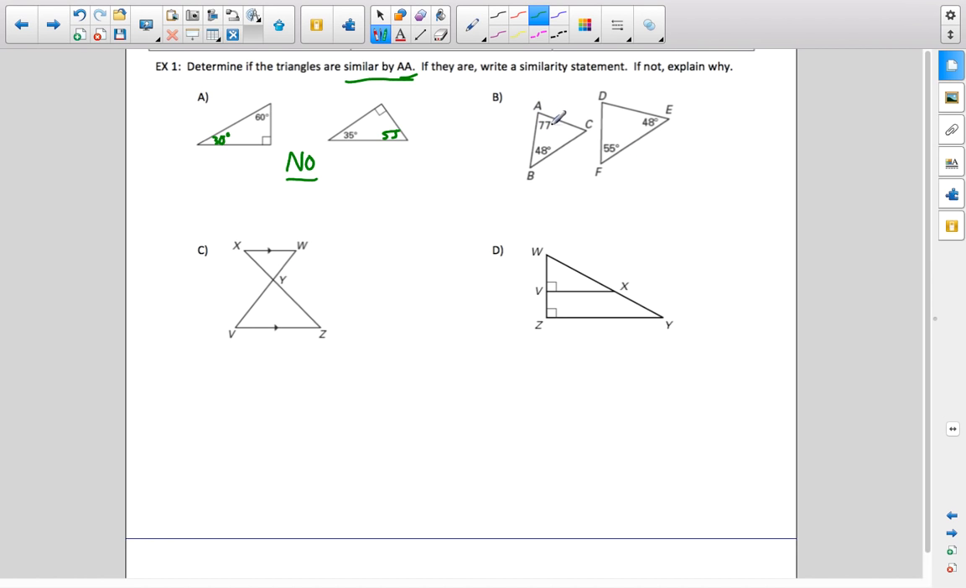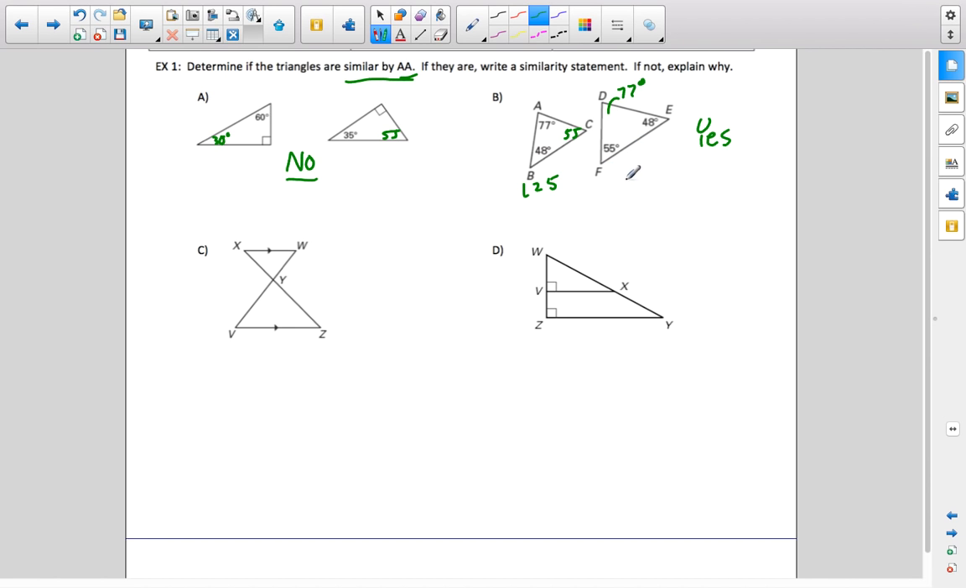Now let's check over here. 77 and 48. Let's see, that adds to 125, so this angle left over is 55. And 48 and 55, let's see, that's going to add to 103. So this angle is the leftovers, because I know the sum is 180, of 77. So do I have two angles of this triangle ABC that are the same measure as two angles in the other triangle DEF? And the answer is yes.